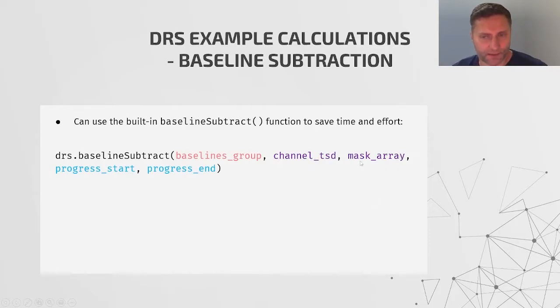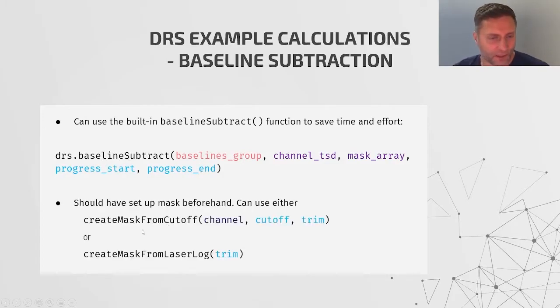It will take a mask array. Normally before you run this step you will have created your mask, and then it just takes a couple of integers that will be shown to the user. So if this baseline step takes between 15 to 25% of your DRS, then you'd put in 15 here and 25 here, and that will just update the progress indicator between those values as it does the baseline subtraction.